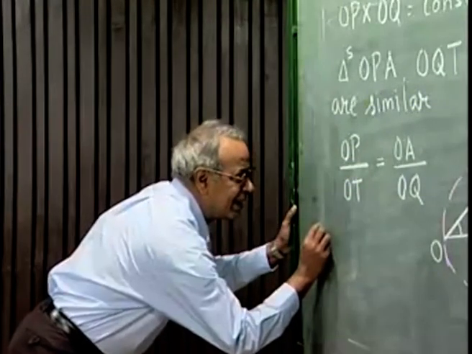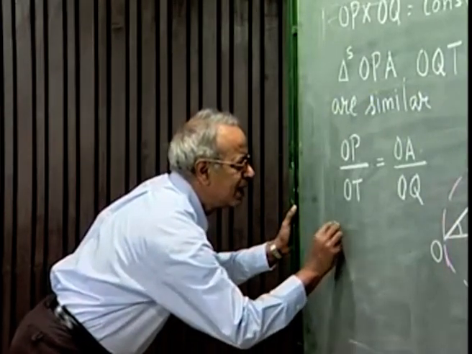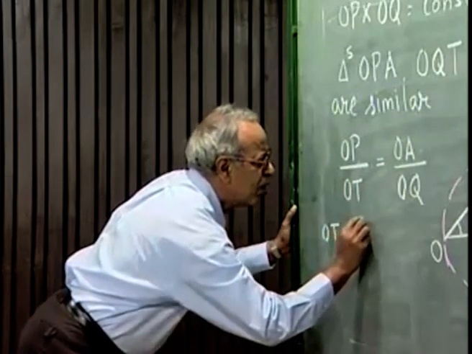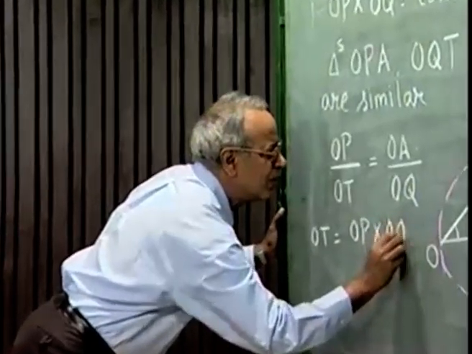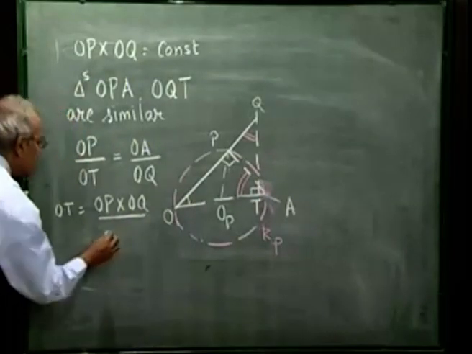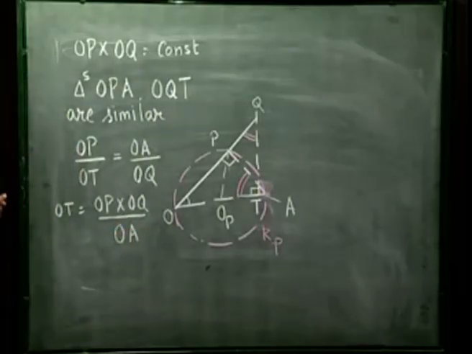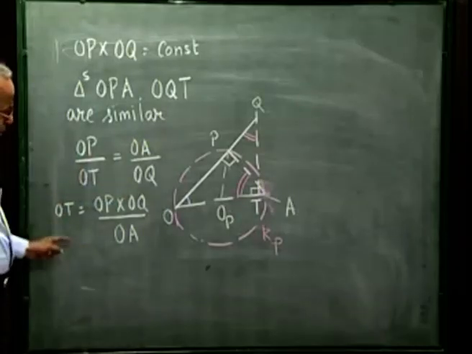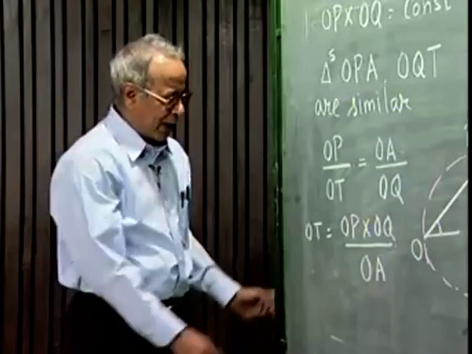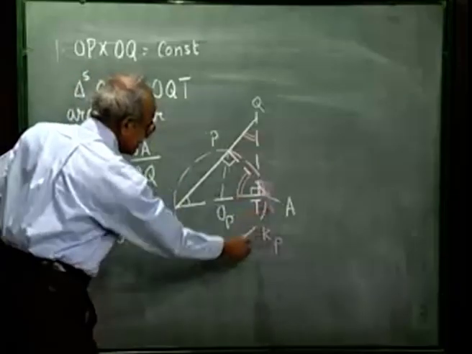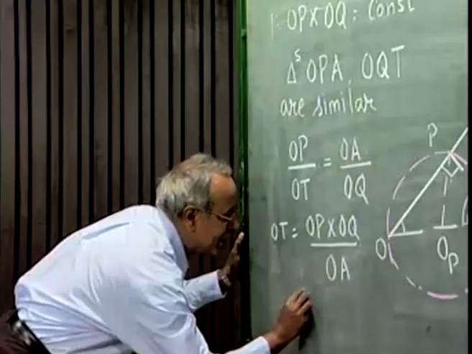From where I can write OT is OP into OQ divided by OA. We have already assumed that P and Q are moving in such a way that this product remains constant, and OA is nothing but the diameter of the circle Kp, so that is also constant. So, this distance OT remains a constant.